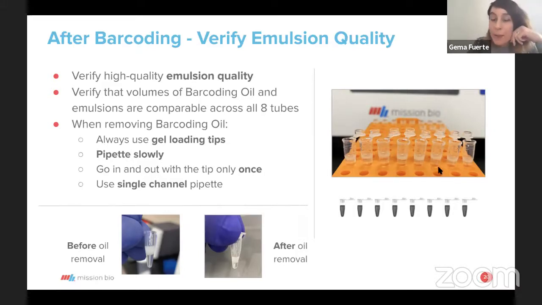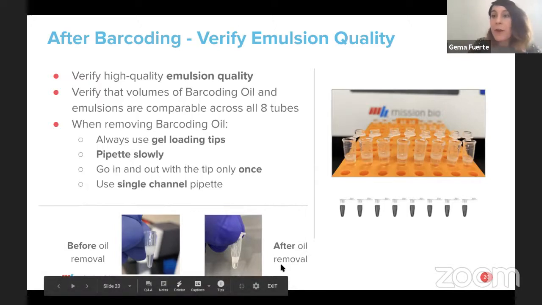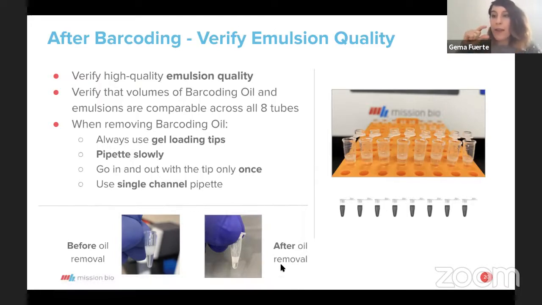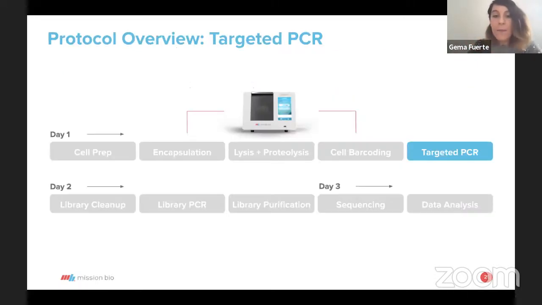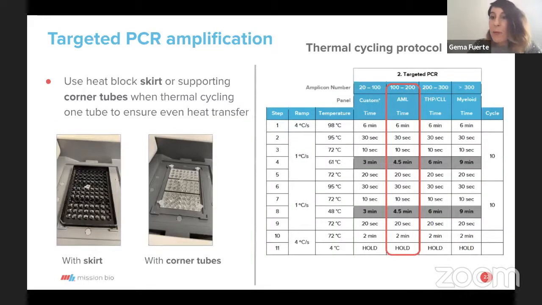Again, what you are expecting is to have all your 8 tubes looking like the picture on the right after oil removal, and all the emulsions within the 100 microliters. And now is when you are ready to put your tubes on a thermocycler and do targeted PCR. So again, same rules apply. On the left, you should use a skirt or tubes in the corners to ensure even distribution. Make sure they close well.